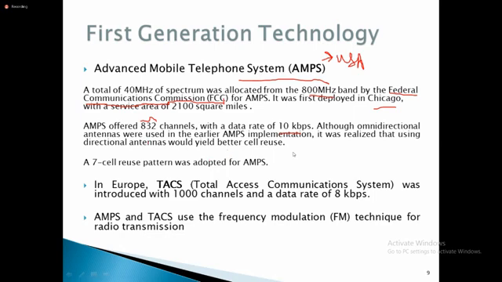Although omnidirectional antennas were used. Omnidirectional means your transmission is at 360 degrees.